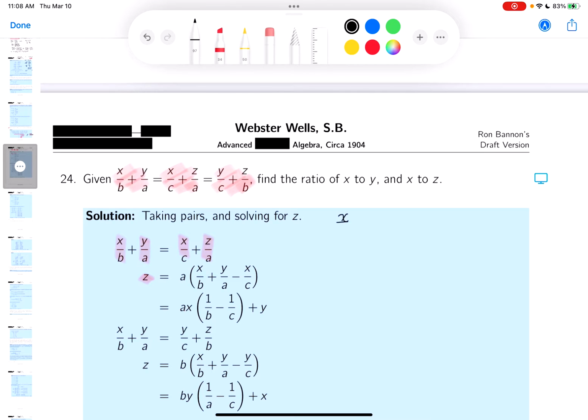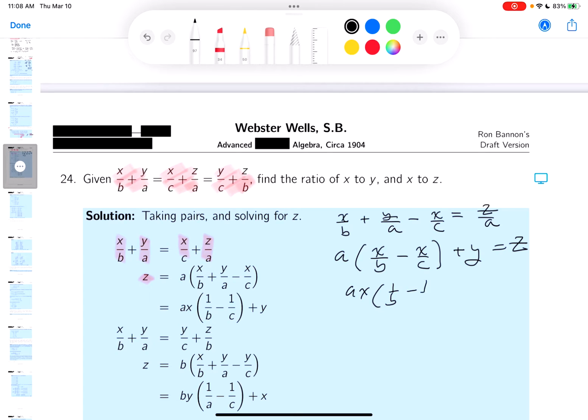So you'd get x over b plus y over a minus x over c equals z over a. And then I would multiply both sides by a. If you did that, you get this. I'm going to put the x's together, though. And then I notice if I multiply that second term by a, I would just get plus y, and that equals z. Then I'd factor x out from the first term. You get a x, 1 over b minus 1 over c, plus y equals z.